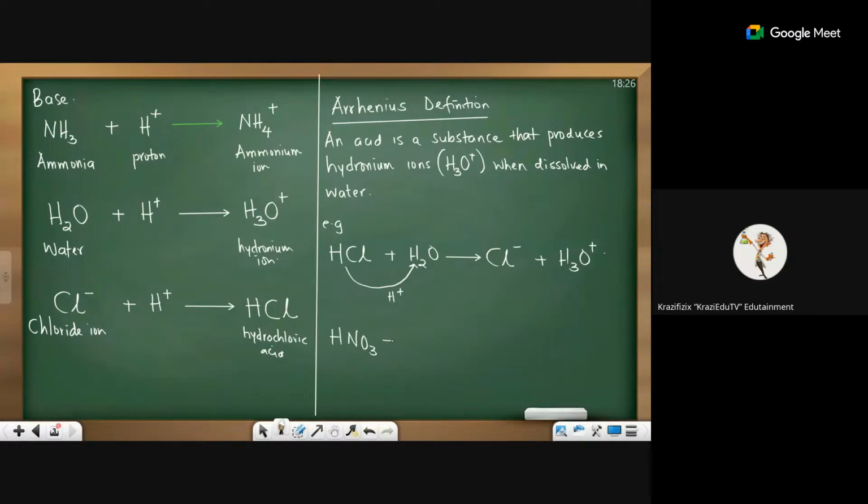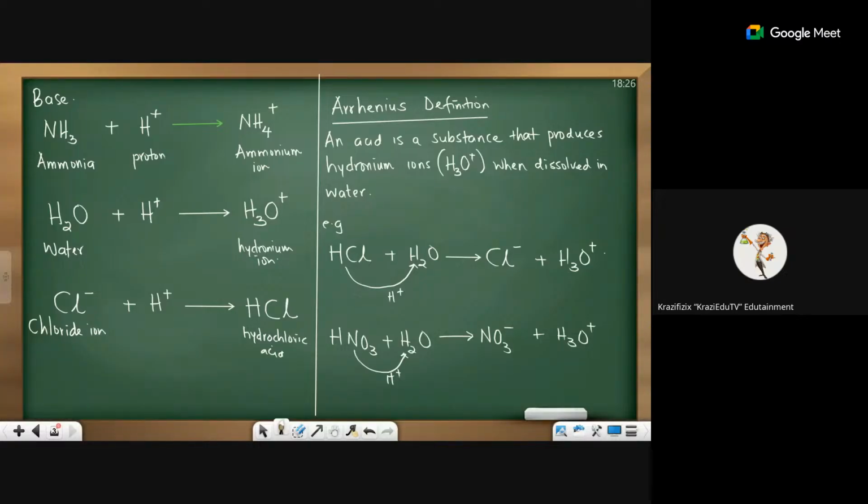HNO3 plus H2O. Check again, it's donating a proton, but now there's water. If I remove that H, what are we having? How many H did I remove? Just one. So we subtract, that gives us a negative, plus what? Water receives it and becomes hydronium ion. So anytime I see hydronium ion, it's an acid. Whatever produces a hydronium ion is an acid.